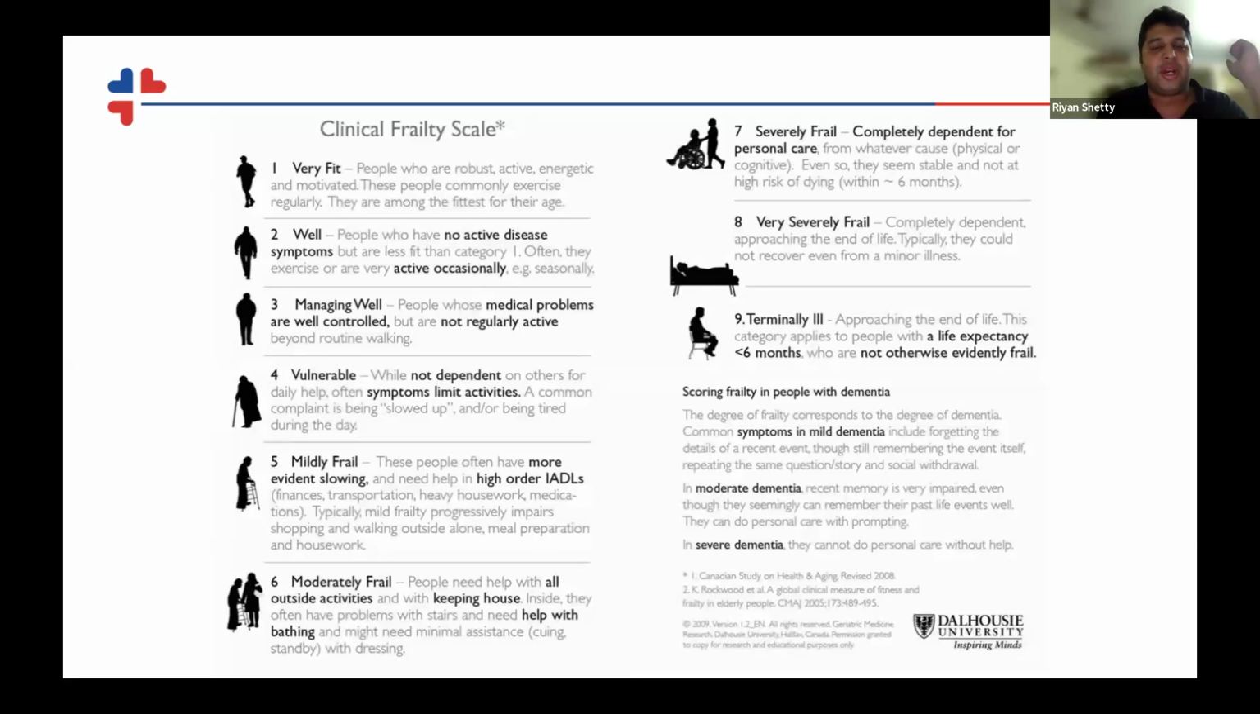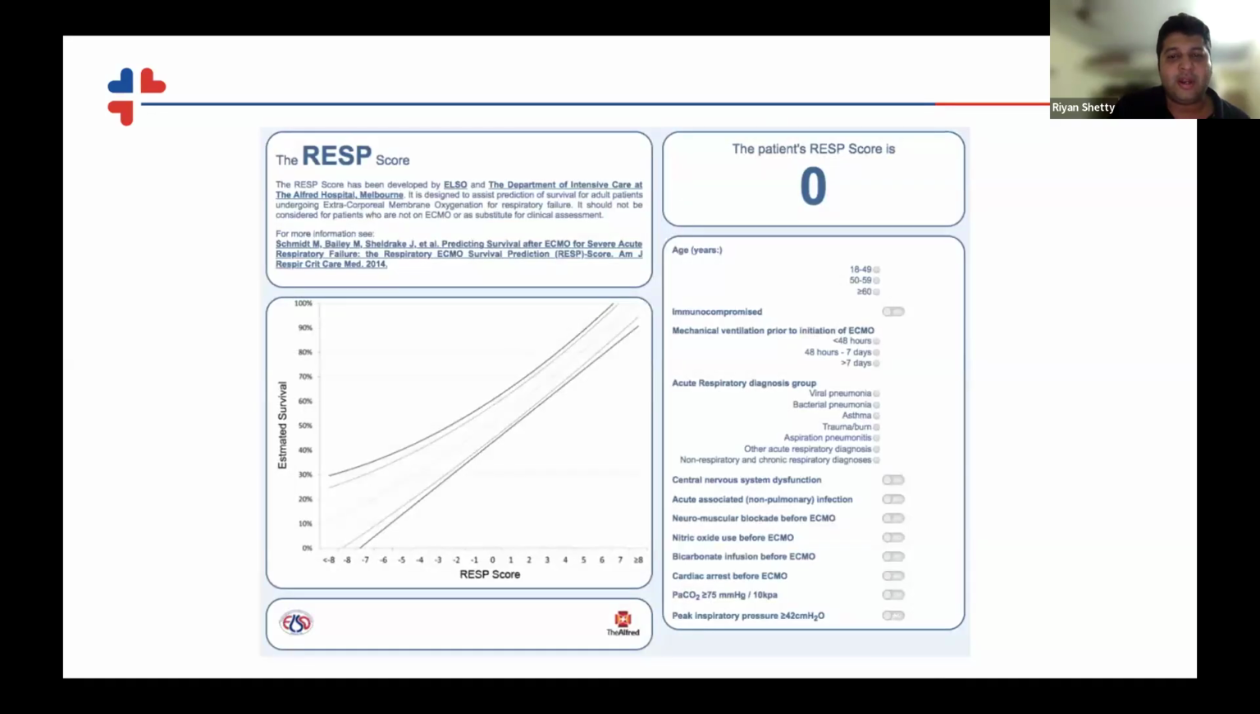We also use a clinical frailty scale, which is never mentioned in any ECMO literature, but when we have a very elderly patient, we get a little bit of an idea, and it makes it easier to tell our colleagues and sometimes even patients why we should not offer ECMO. This is the RESP score. I put it here because you should not confuse it. This was developed by the Extracorporeal Life Support Organization (ELSO) group along with Alfred. It is not an indication score; it is for prediction of survival of adult patients who are already on ECMO for respiratory failure. I put it here so that none of you get confused and think that it is also a score for indication. This is not a score for indication.